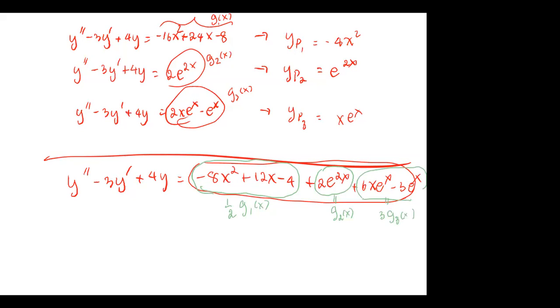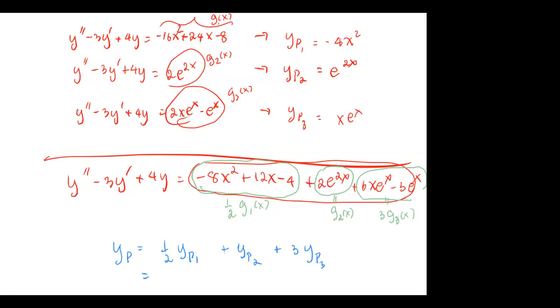So the particular solution for this, the YP, is the combination of YP1, YP2, YP3, depending on the coefficient in front of each G. So for G1 being a half, it is going to be a half of YP1. The second one is the same thing, so it is going to be the same, YP2. And the last one is going to be triple of YP3. The combination of them is going to be the particular solution for the long expression of G.